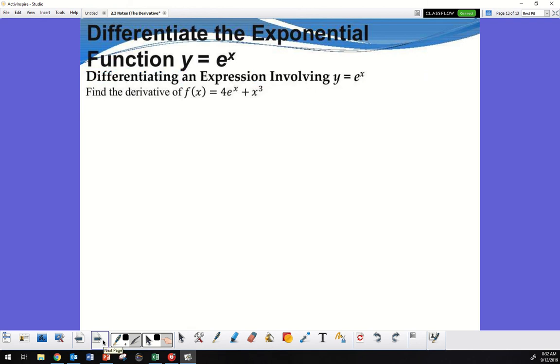All right, so now find the derivative. So f prime of x is going to be 4e to the x plus 3x squared. Bam. That's it.